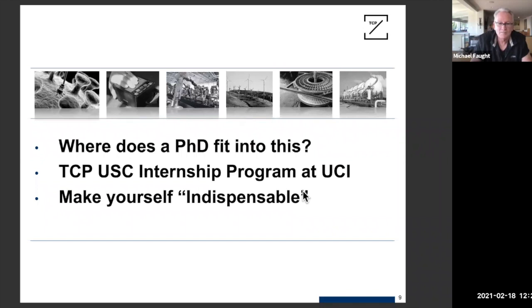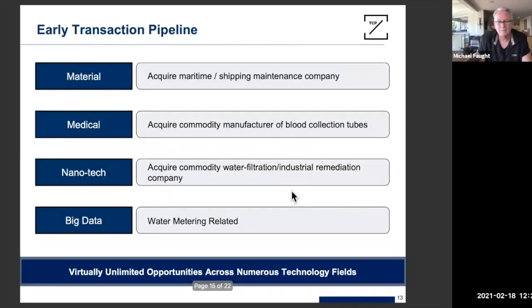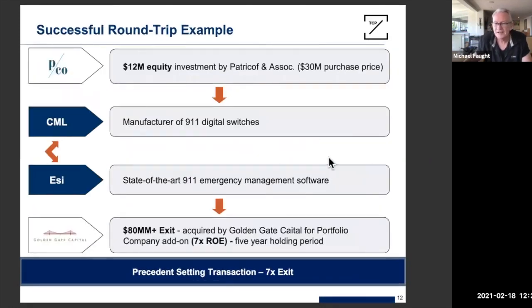Let me see, we've got other appendices. By the way, whoever asked the question about an example, this is the example of that 911 deal. It was a $30 million deal with a $12 million equity investment. We put together the only manufacturer of digital switches for the 911 industry with state-of-the-art 911 software for managing the emergency. And then it was actually $85 million. We sold it to Golden Gate Capital five years later. So our investors made 7 times their money with what we maintain is a much reduced-than-usual risk profile.